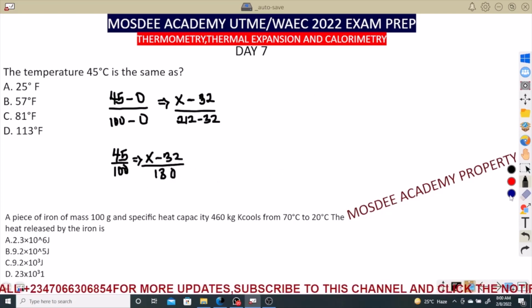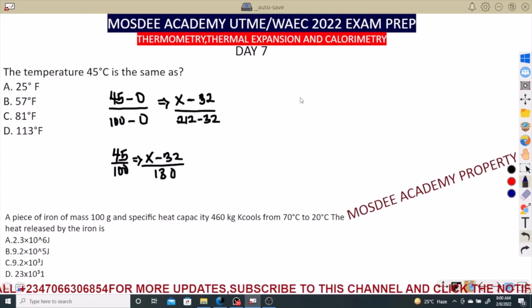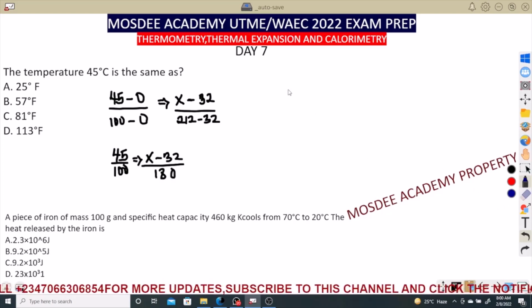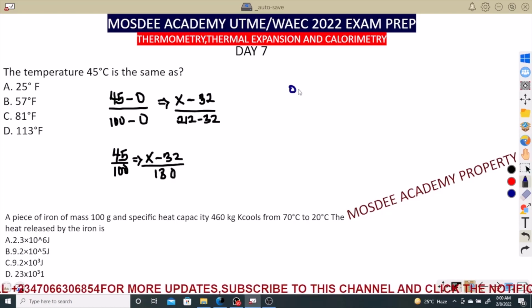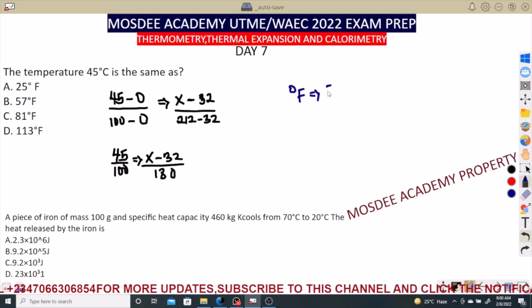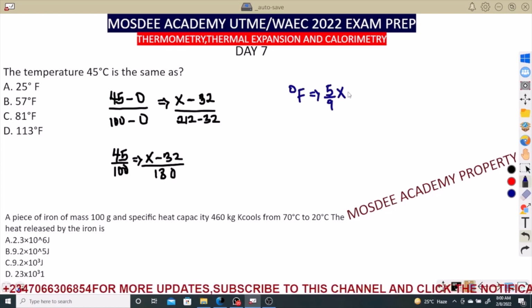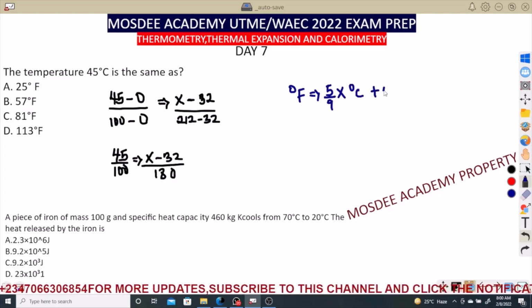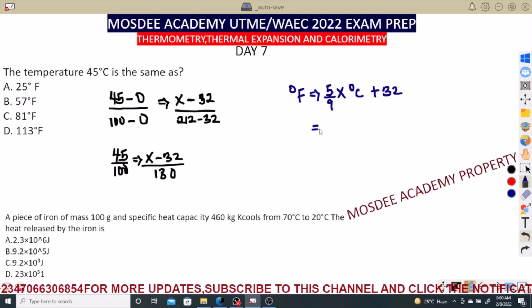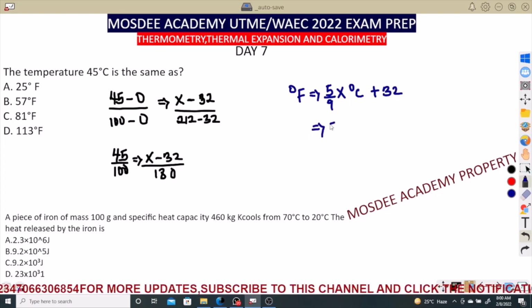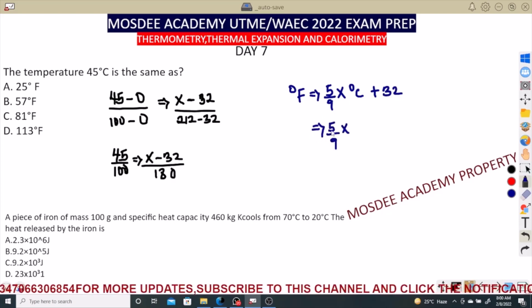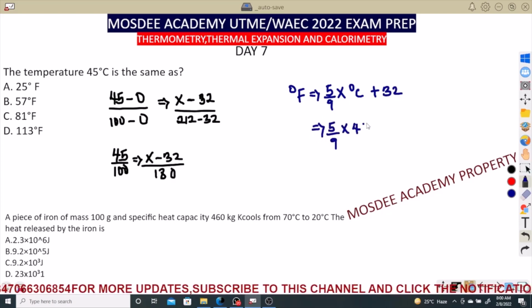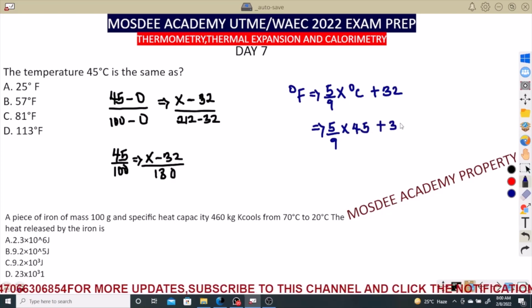But look at the direct way. You can also do this without wasting time. I'll give you the direct way. To convert to degrees Fahrenheit is always 5 over 9 times degrees Celsius plus 32. This is always better. Short is better in examination. So 5 over 9 times degrees Celsius. We are converting 45 degrees Celsius. We are adding our answer to 32.